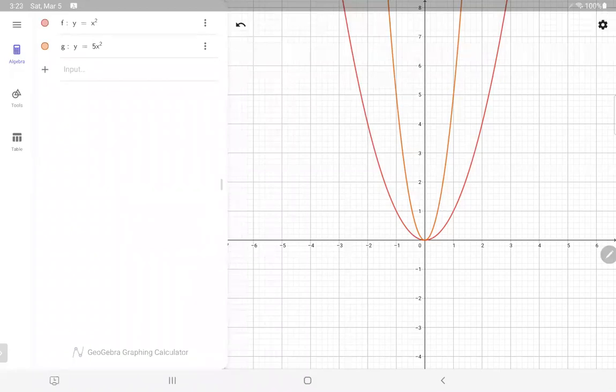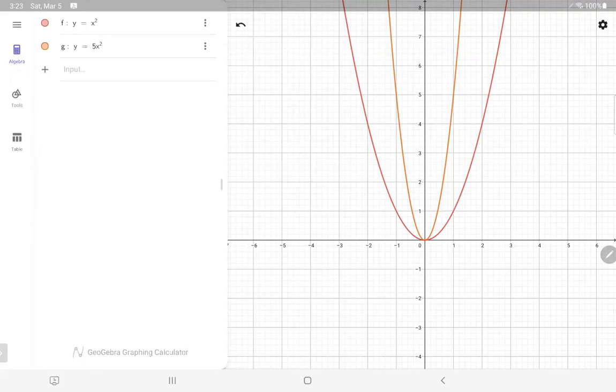The coefficient was 1. Now the coefficient is 5. When x is 1, y is going to be 5. In the first one, when x was 1, y is 1. When x is 2, y is 4. But for the second equation, when x is 1, y is 5. When x is 2, y is 20. Right? It's thinner, basically, but it's still a parabola.